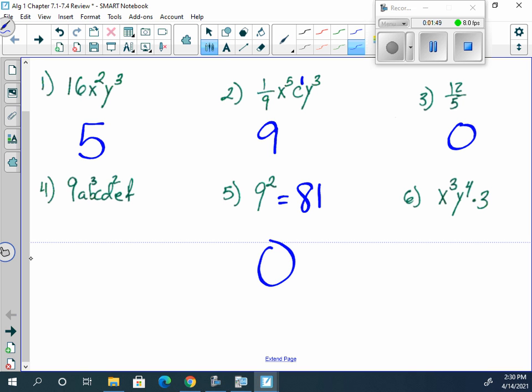Because it'd be very tempting to see exponents and count them up. But because it's 9 squared, well, 9 squared is just 9 times 9. We don't have any variables there. So the degree is still 0. Any questions on these here? Okay.